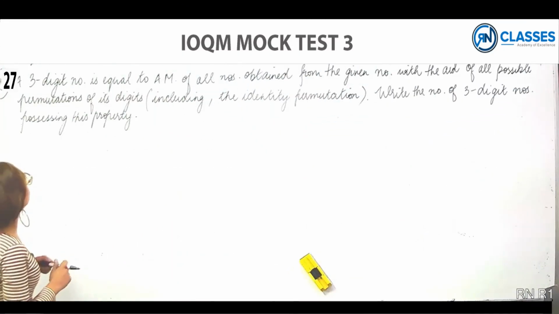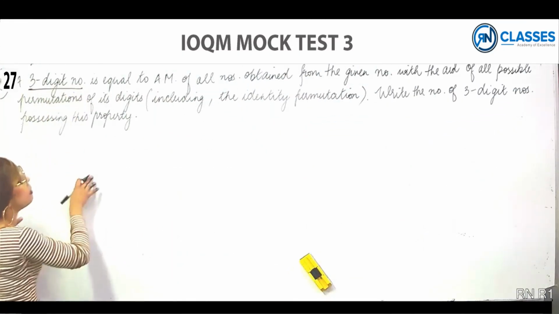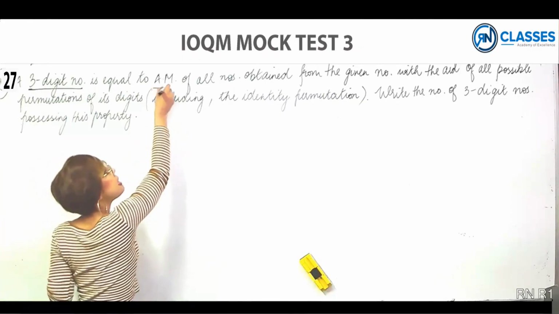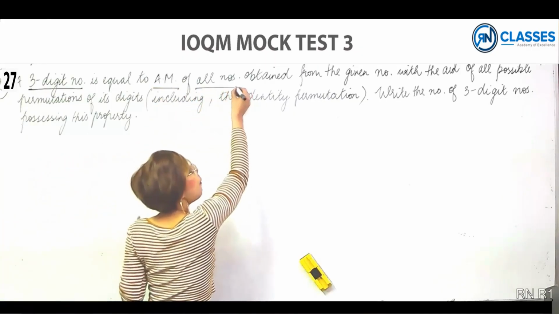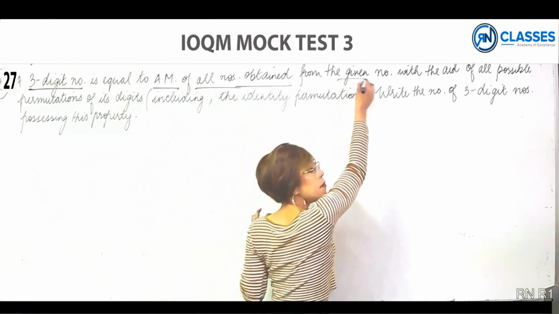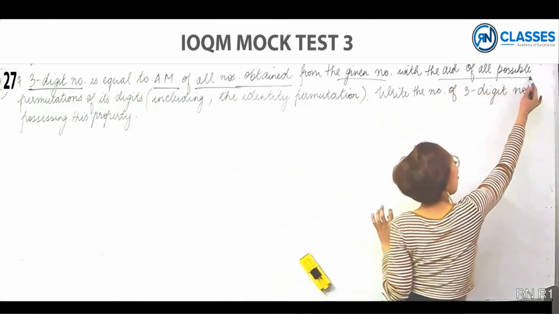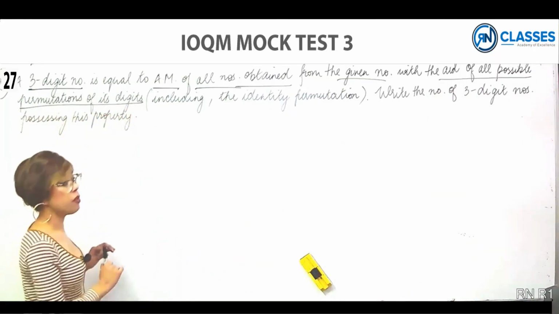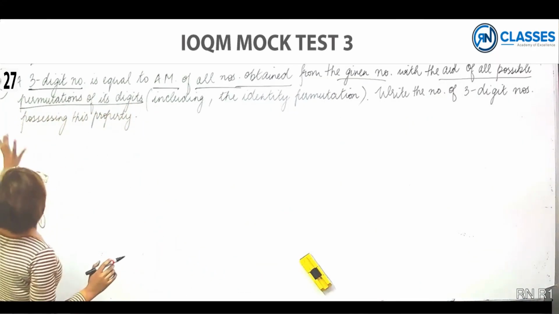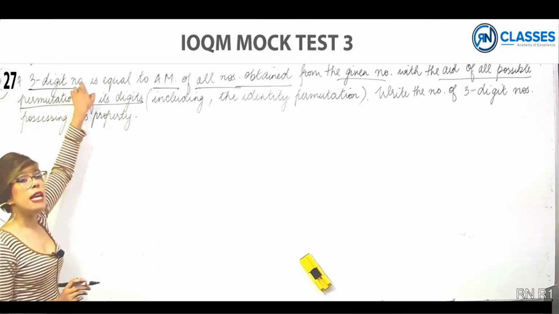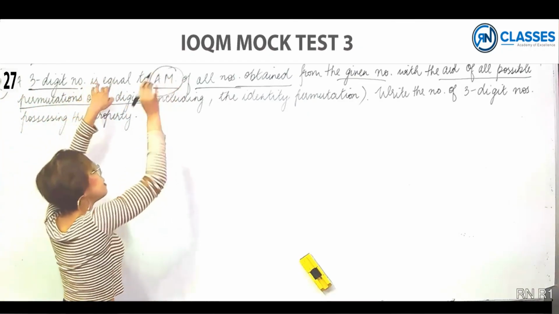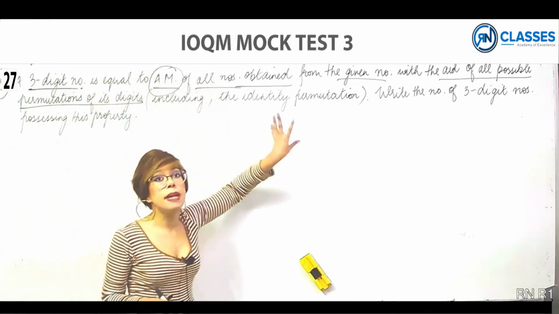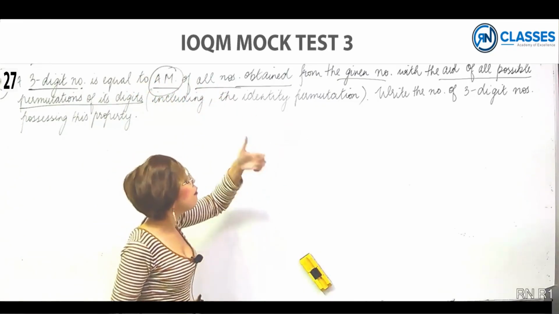Alright, on to the next one. He says a 3-digit number is equal to the arithmetic mean of all numbers obtained from the given number with the aid of all possible permutations of its digits. Okay, too long a sentence. Let's see. He says a 3-digit number is equal to the arithmetic mean of all numbers obtained from the given number.